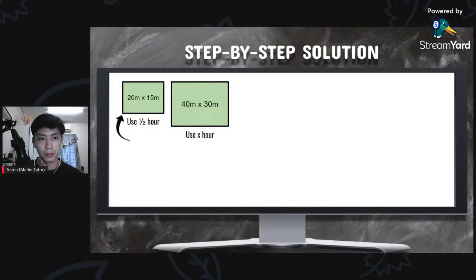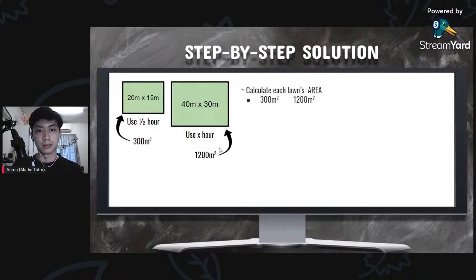So we have a concept here. Before we start to answer the question, we need to convert this measurement, the length, into what? Into meters. So 20 times 15, you get 300 square meters. And then 40 times 30, you get 1,200 square meters. So this is the area.